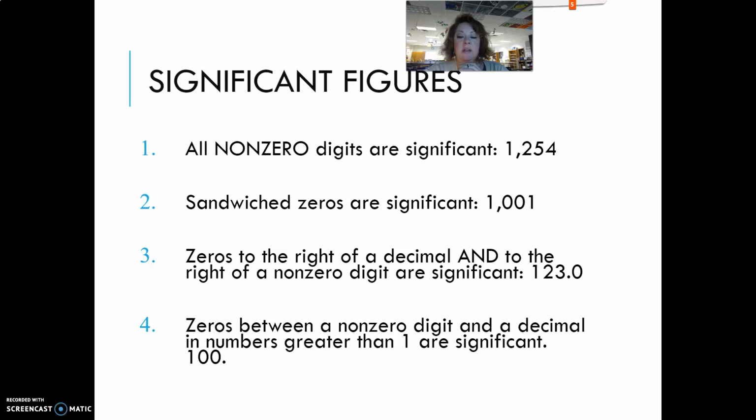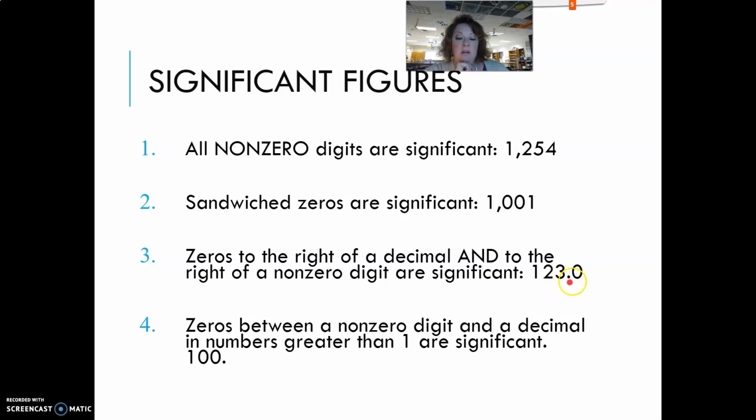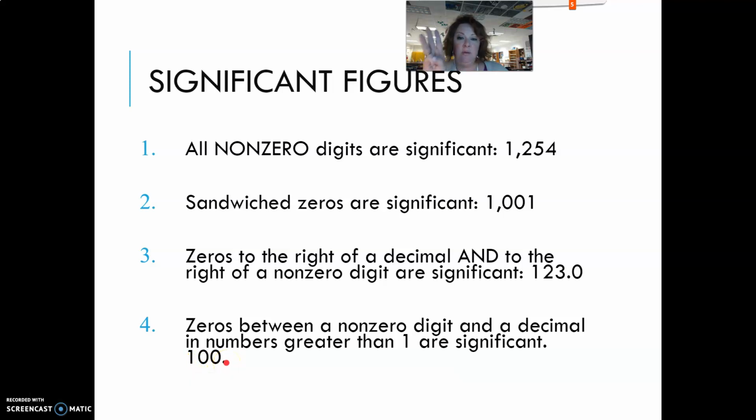Zeros to the right of a decimal and to the right of a non-zero digit are significant. So if we look at this one, the 0 is to the right of a non-zero digit and to the right of a decimal place, then it is significant. Zeros between non-zero digit and a decimal in numbers greater than 1 are significant. So if it was just 100 without a decimal, it would be 1 sig fig. Because there's a decimal after that last 0, that makes it 3 significant figures.